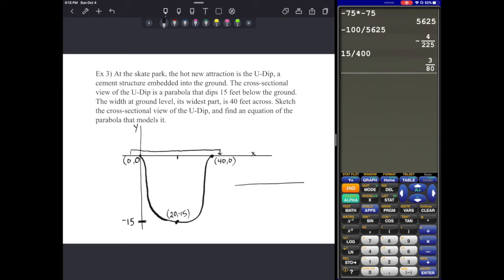We could have set that up differently. We could have said, hey, my vertex is going to be at (0, -15), if I wanted to straddle the y-axis like we did in the first two. That's going to change these points, though. This point would have been (-20, 0), and this point here would have been (20, 0). And we could have gone through and solved this the same way.